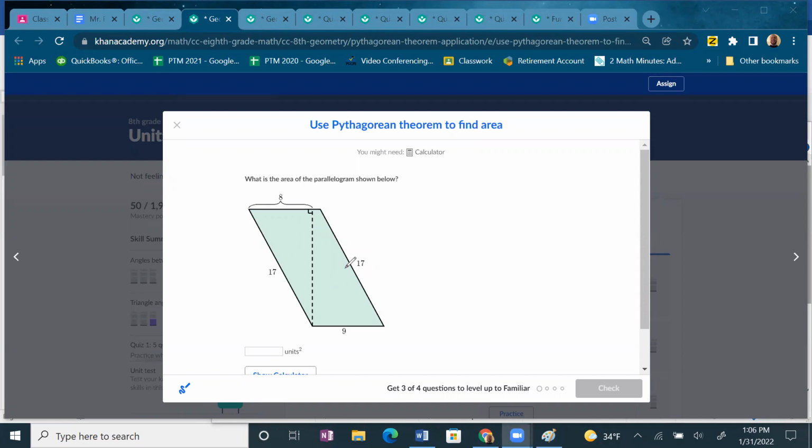But I am going to teach you more the way I'm going to do it right now. I'm going to tell you the area of a parallelogram formula. It's going to shock you. It's base times height, just like a rectangle.